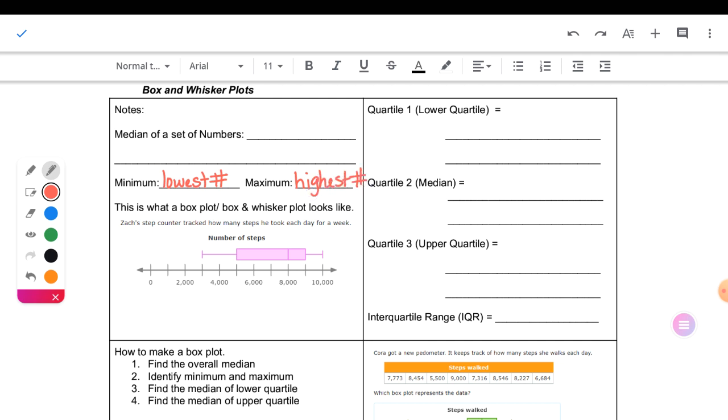And this is kind of like in a data set, which means a statistical question has been asked and data has been collected. So these things are made from statistical data that has been collected from a statistical question. And we said the median of a set of numbers is what? What is the median? Kendall? The middle number when they're in order from least to greatest. So middle number when in order from L to G.